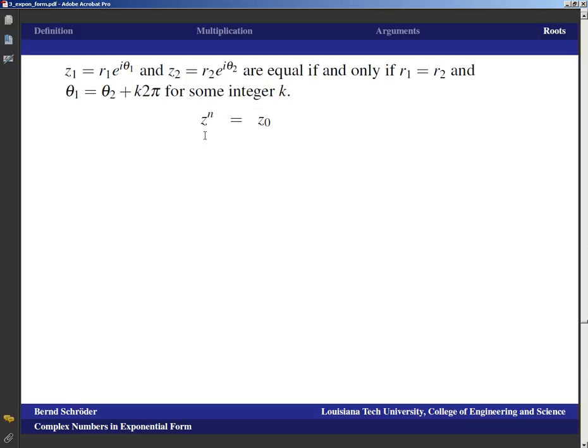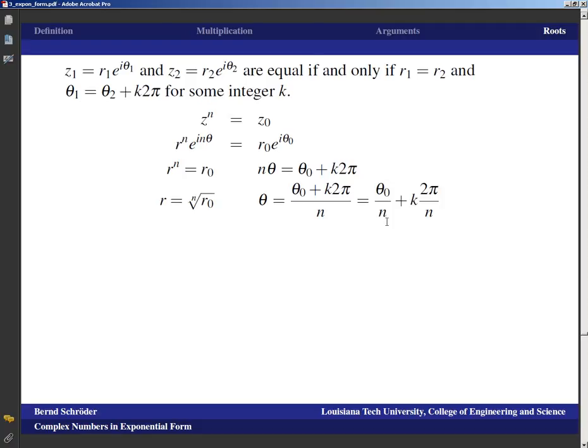Well, that means if I now look at z to the n equals z0, that's r to the n e to the i n theta equals r0 e to the i theta 0, which gives us that r to the n is r0 and n times theta is theta 0 plus k times 2 pi, which means that r will be the nth root of r0 and theta will be theta 0 plus k times 2 pi divided by n. And we can of course separate those fractions out to keep this part here separate, which gives us multiple values.